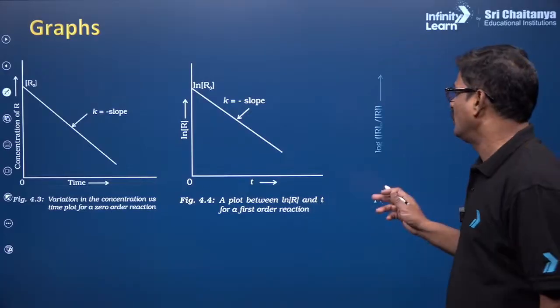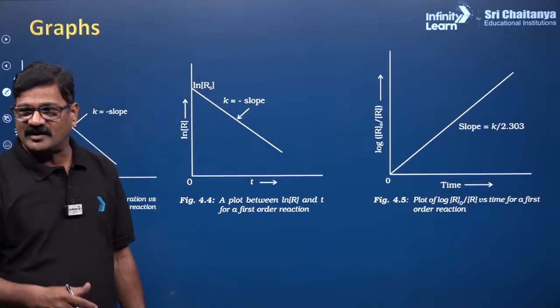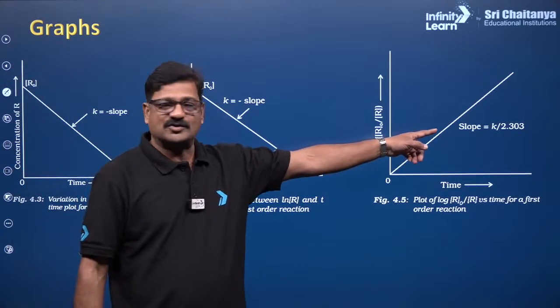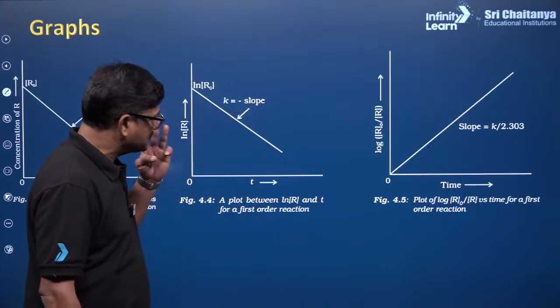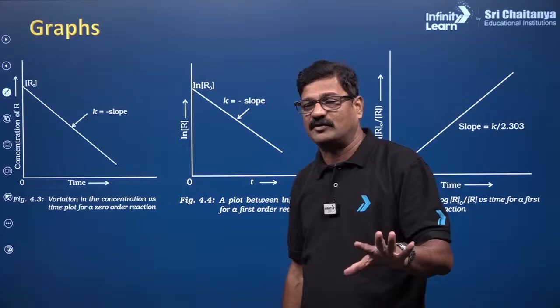And also one more important thing, log R0 by R upon t is going to be a straight line passing through the origin. Slope is equal to K by 2.303. That's very, very, very important. There are 3 graphs and 2 more graphs are there. There are 5 graphs from the chemical kinetics. From there you can get it.